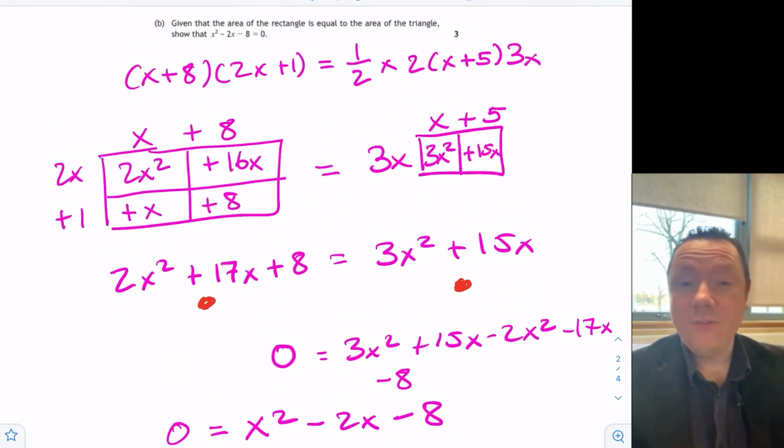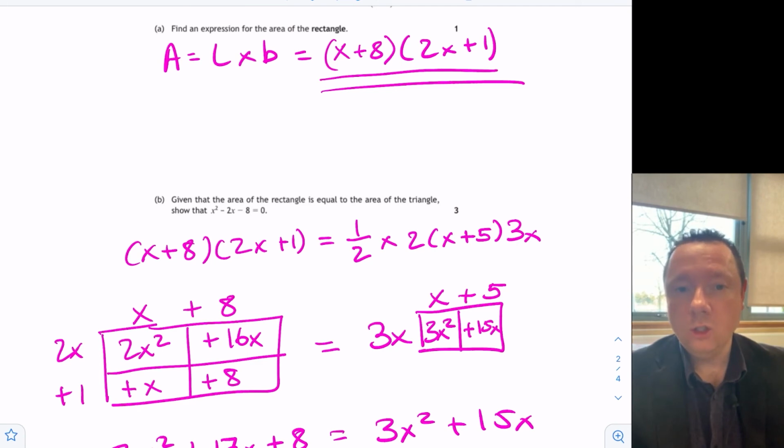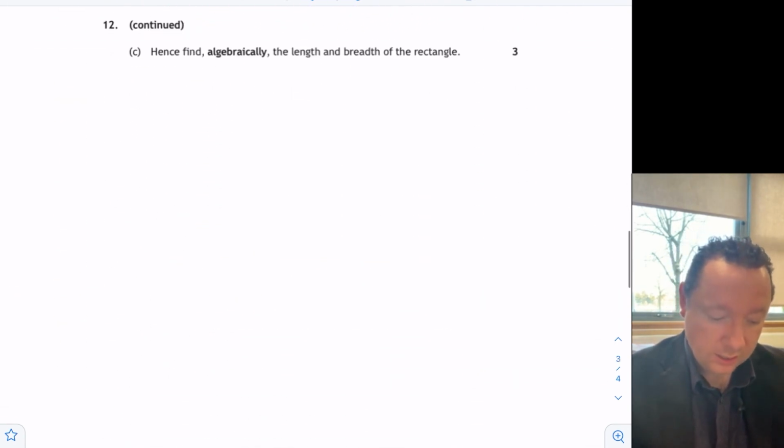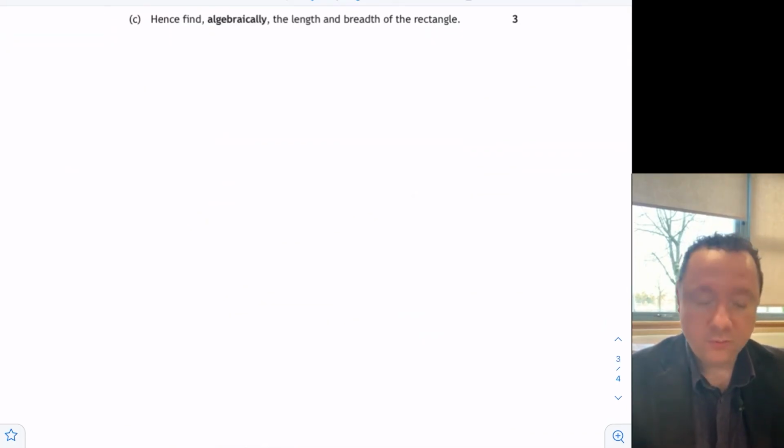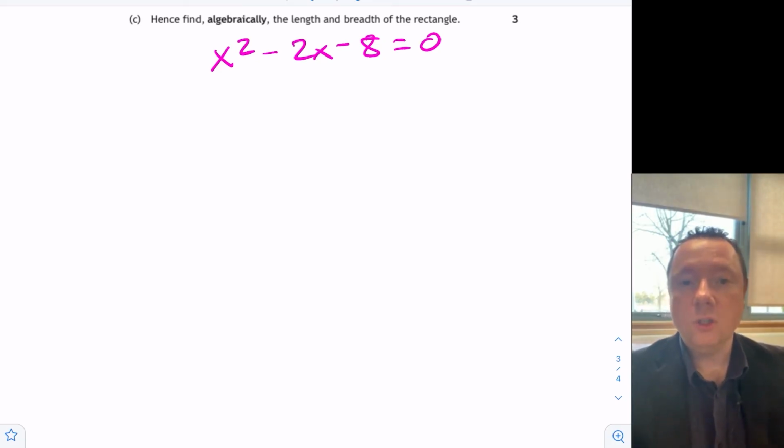Now, you couldn't get very far with this question if you couldn't do part A. And if you could do part A, but you couldn't write down an expression for the triangle, or just didn't know what to do, you couldn't do part B. That doesn't stop you doing part C though, because part C says, hence find algebraically the length and breadth of the rectangle. And the question already told you that x squared minus 2x minus 8 equals 0 in part B. So even if you've lost the first two parts, if you know how to factorize and find out x, you can work this out using quadratics.